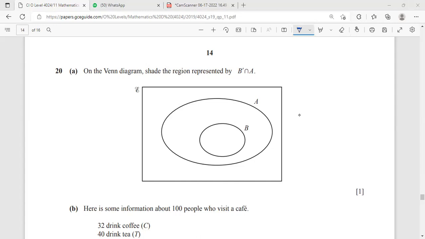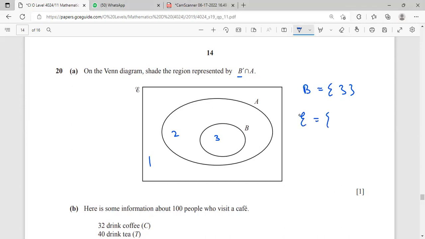Okay. All right. So let's just do it the way we are used to doing it. This is 1, this is 2, and then this is 3. हमारे पास 3 regions ही बन रहे हैं. अच्छा, B complement B के अंदर क्या है? B has 3 only. Universal set के अंदर क्या है? 1, 2, and 3. In order to find out B complement, I need to cancel out the elements of B present in universal set. So मेरे पास क्या है? मेरे पास 1 है और 2 है. ठीक है? These are the elements of B complement.